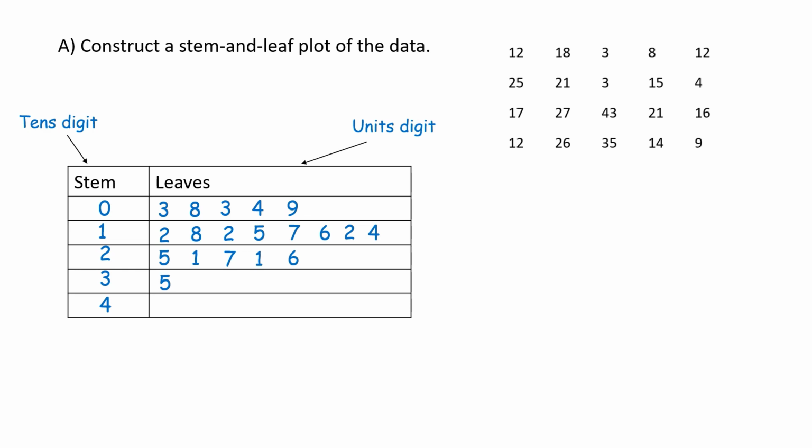Then let's look for 40. In the 40s, in the third row, we have 43 miles. The tens digit has the 4 in place, so the units digit would be the 3. And this is our stem and leaf plot. Notice that we get to see every single data value.